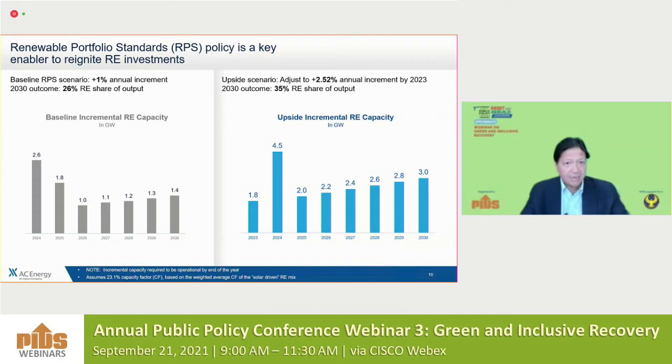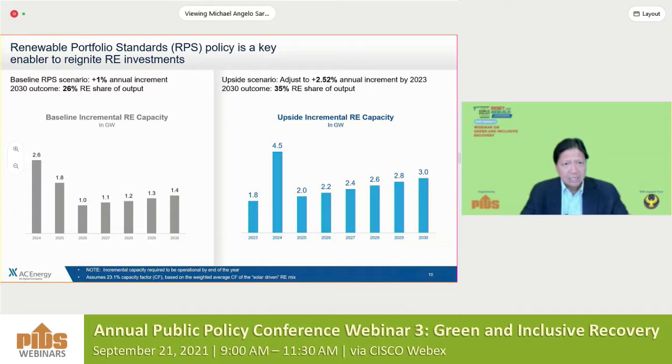Right now, officially, it has been set at the minimum parameter, which is a 1% annual increment, which translates to a required build that you see on the left-hand side. This is based on the projections and the parameters that the DOE has set. This would require around 2.6 or 2,600 megawatts of new build by 2024. And then in successive years, you see the projected requirements, assuming a 23% capacity factor, i.e. a renewable portfolio that's driven by solar and then wind, and then a little bit of biomass, geothermal, and hydro.